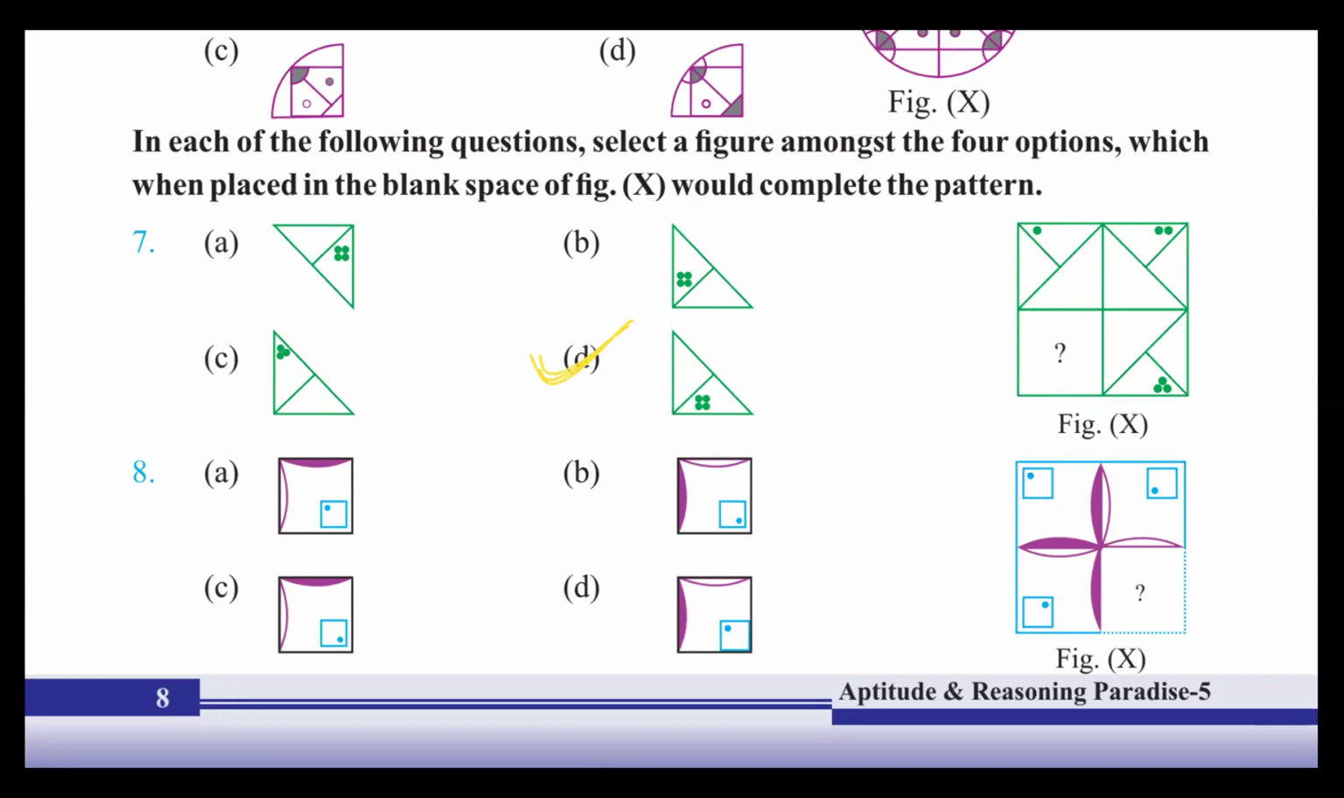Okay, let's see the eighth one now. So Sanaya has already given me the correct answer. Inaya, you also see. The eighth one is an easy one. We just have to complete the figure.